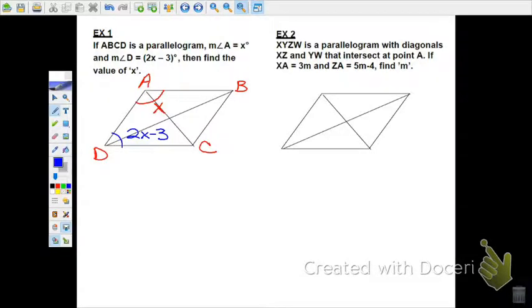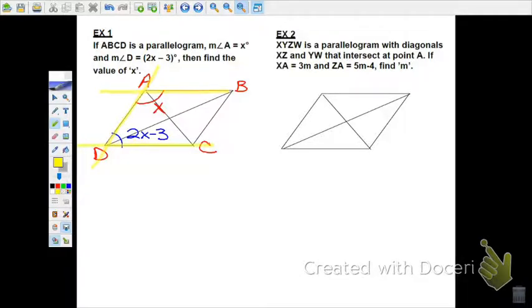They're not opposite angles. They're same side exterior, right? They would be same side interior if we were looking at our parallel lines cut by a transversal. So when we're talking about parallelograms and those properties, those are consecutive angles.